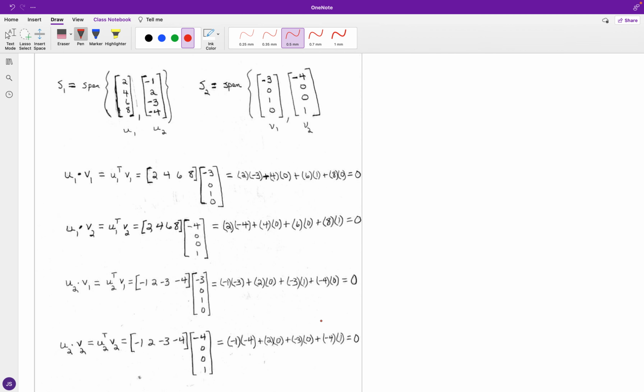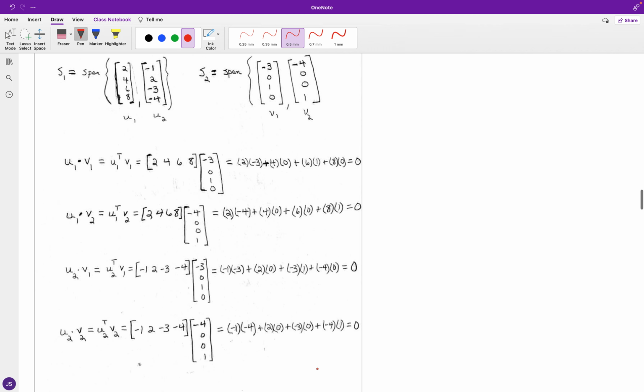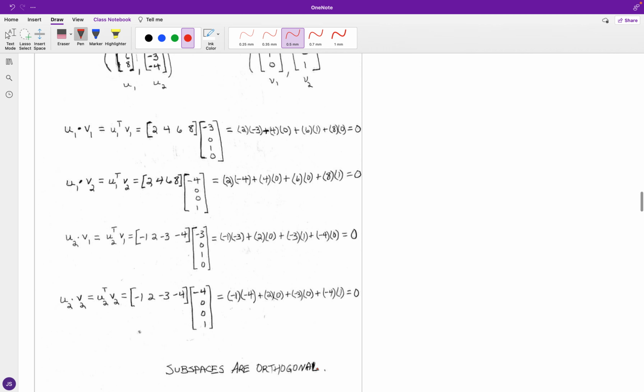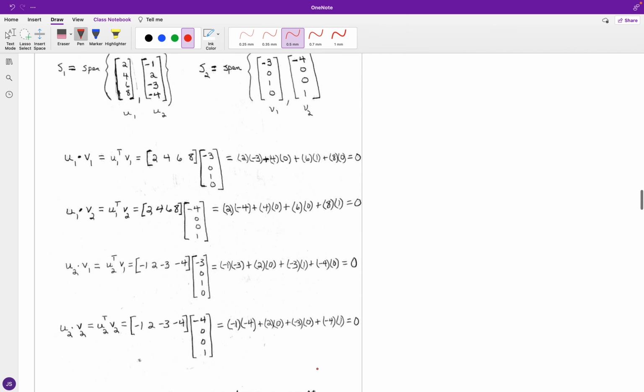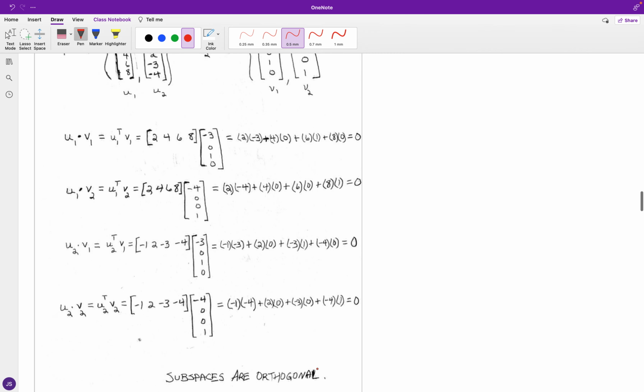Now for the final part, the dot product between u sub 2 and v sub 2. Again, taking the transpose of u sub 2 and following through, you have the product: negative 1 times negative 4 is positive 4, 2 times 0 is 0, negative 3 times 0 is 0, and then negative 4 times 1 is negative 4. So you have 4 plus negative 4 is equal to 0. Since all the possible dot products are equal to 0, both of these subspaces, S sub 1 and S sub 2, are orthogonal.